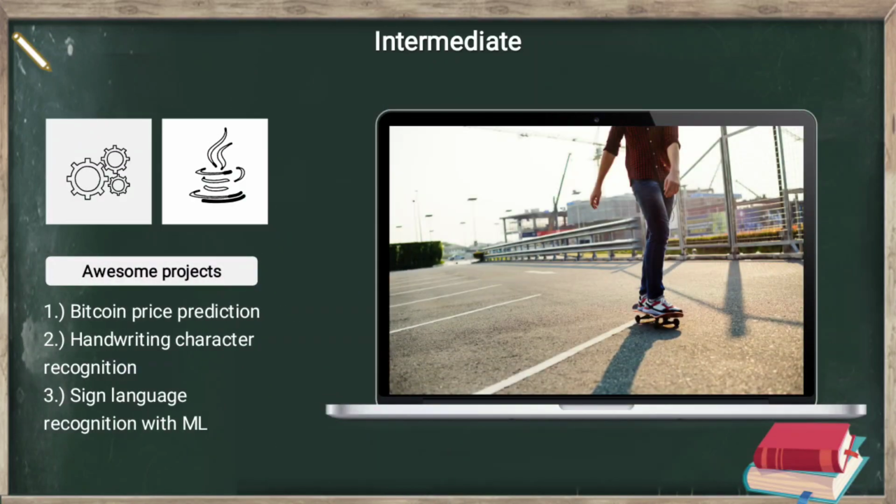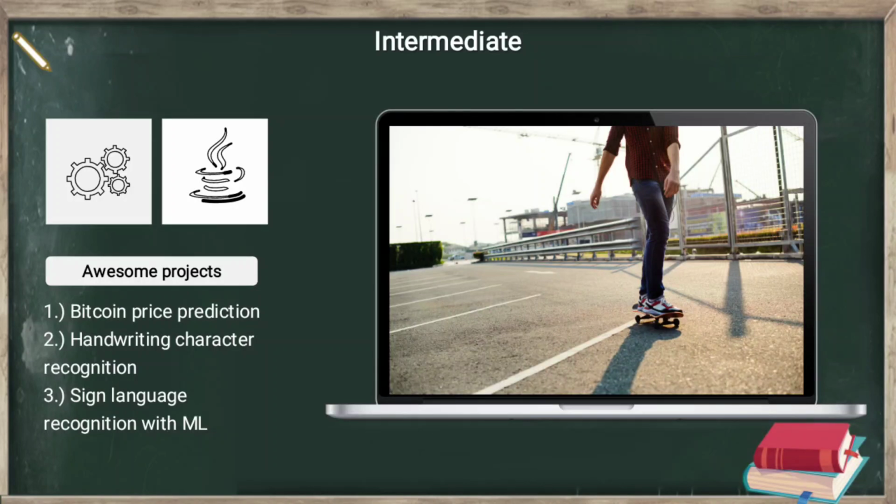Okay, so I have chosen these three projects: Bitcoin price prediction, handwriting character recognition, and sign language recognition using machine learning. What is the first one? It's a useful project where you will analyze the previous data set and predict the price of Bitcoin in real time. So I hope you understand this.